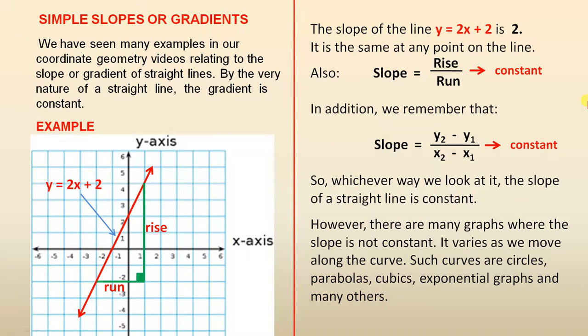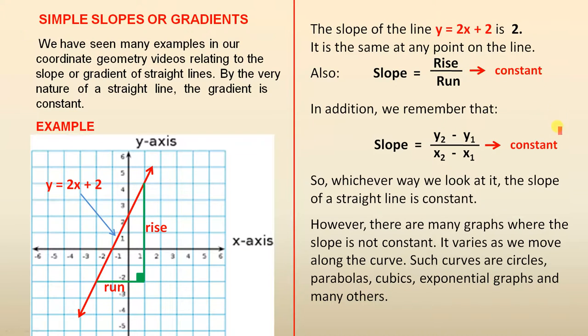Simple slopes or gradients. We have seen many examples in our coordinate geometry videos relating to the slope or gradient of straight lines. By the very nature of a straight line, the gradient is constant. The slope of the line y equals 2x plus 2 is 2. It is the same at any point on the line. We saw earlier that slope was rise over run, that is, the vertical rise over horizontal run, and that's constant.